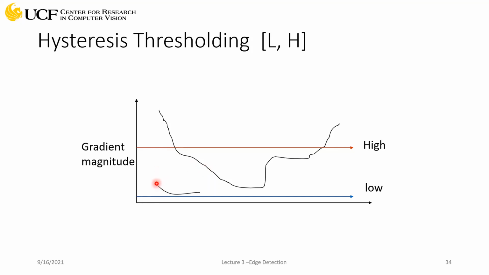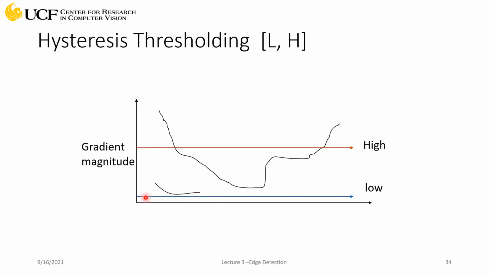Then what we do is, we try to figure out if this pixel is connected to any other pixel in the form of an edge, which is lying above this high threshold. If that is the case, then we will say it's an edge. Otherwise, we will say it's not an edge. So let's look at these two examples. In this case, if we look at any pixel in this edge, and the rest of the connected pixels, none of those pixels is lying above high. All of them are below low. So we'll say none of these are edges.